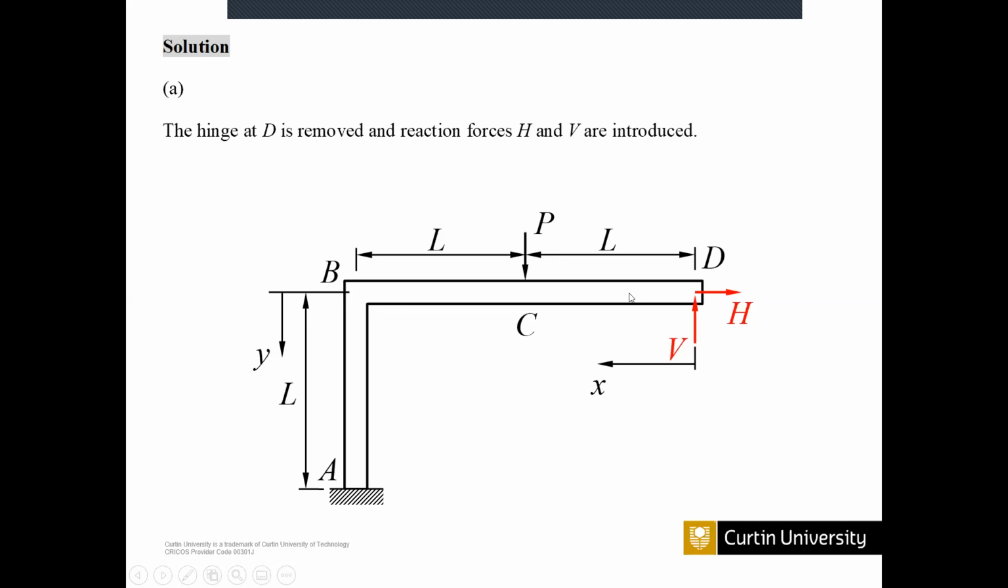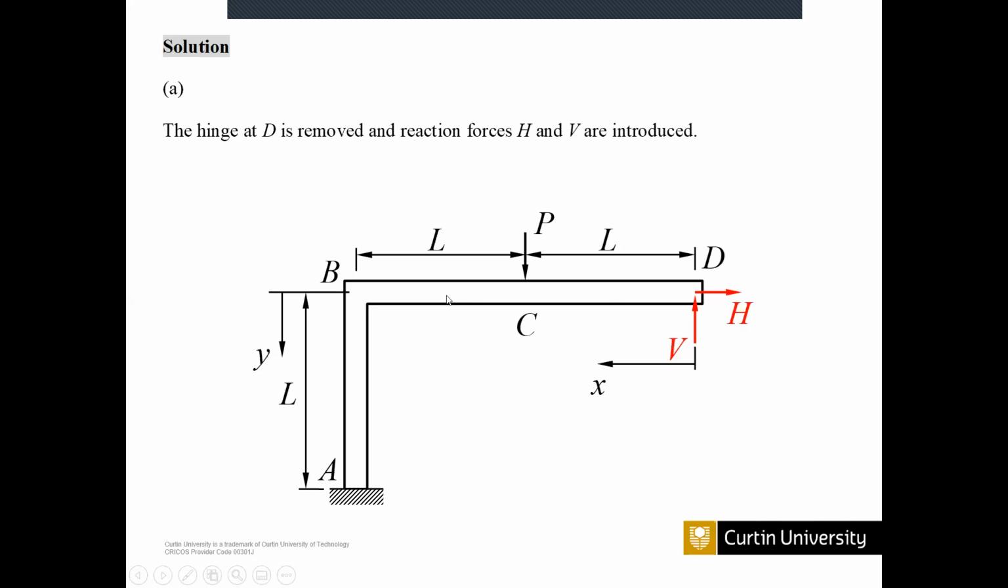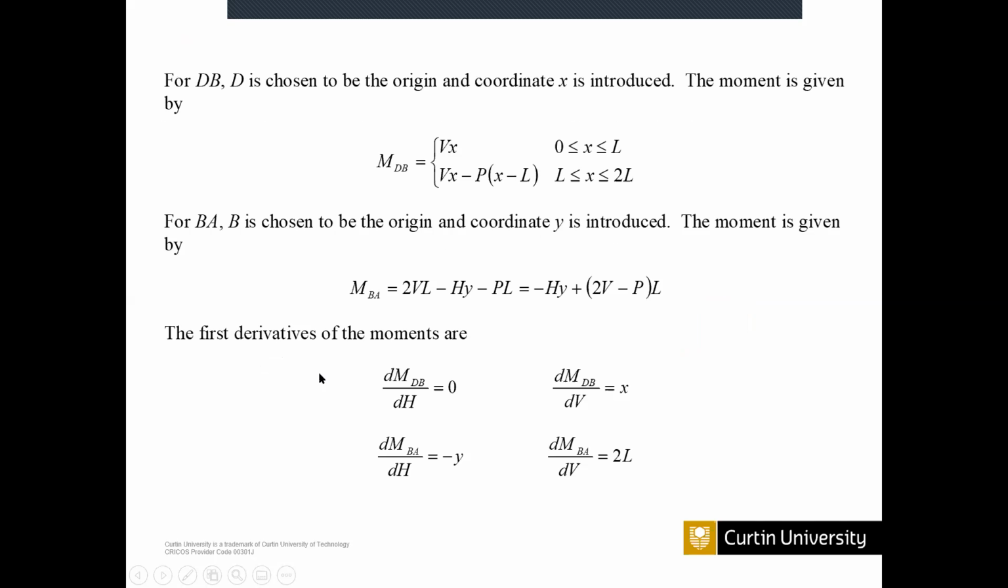So 2VL is positive. Due to this P load, it is minus PL. And due to the horizontal force, earlier in the DB section, the horizontal force did not affect the bending moment because it is on the same axis. But in this case it will affect, so it is again minus HL. Okay, so you can see the bending moment.